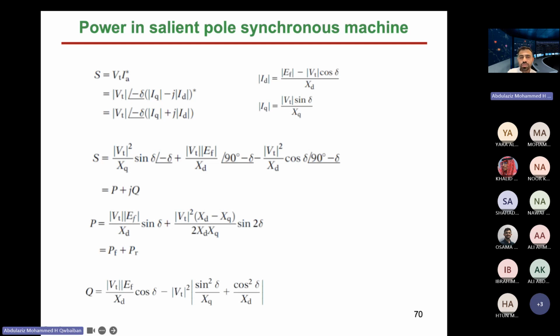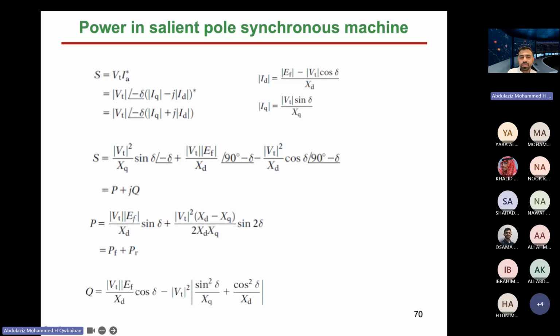If you substitute IA, which is the summation of the two complex numbers, you should get VT, which has an angle of minus delta with respect to the zero reference of EF, times the conjugate difference. This is not required. If you do the conjugate, this would be a plus. So IA is IQ minus jID. Then you should have S to be this crazy number, which is P plus jQ.